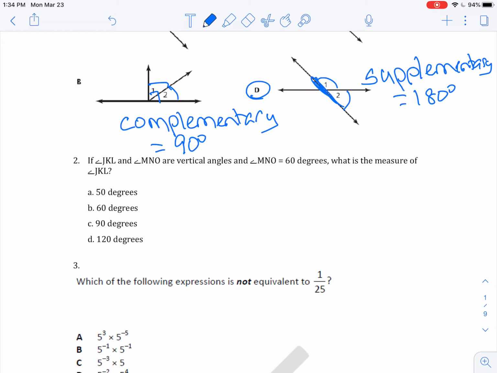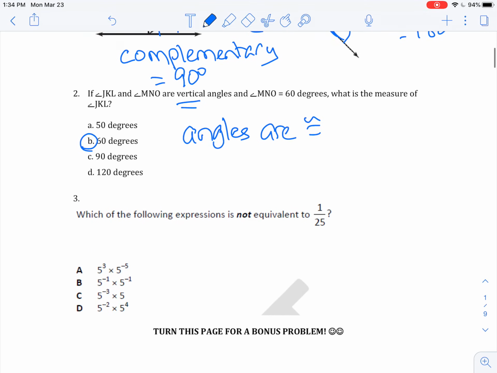Number 2, you've got 2 angles that are vertical angles, and the measure of one of them is 60 degrees. And what you need to know here is with vertical angles, the angles are congruent. And so if one of them is 60 degrees, then the other one has to be 60 degrees. The lettering here for the angles is kind of strange.